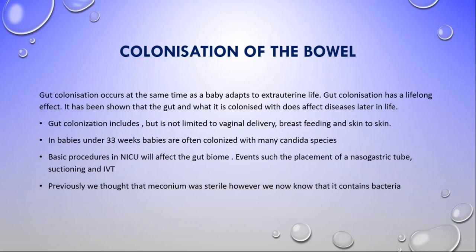It is important that moms are told prior to delivery that they are going to need to milk, and that they are able to produce colostrum as early as possible. The longer you leave the mother hand expressing, the less breast milk you're going to have. The rule of thumb is, if a mother can produce 500 mils of breast milk by day 10, in a 24-hour period, she will be able to feed that baby successfully at least to 4 months corrected. Gut colonization includes, but is not limited to, a vaginal delivery, breastfeeding, and skin to skin.